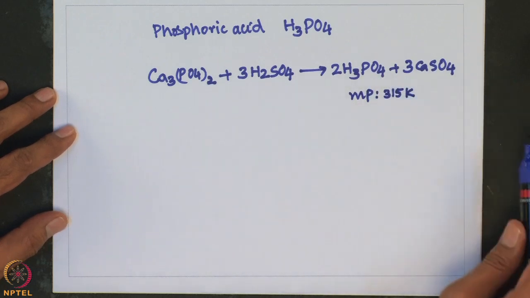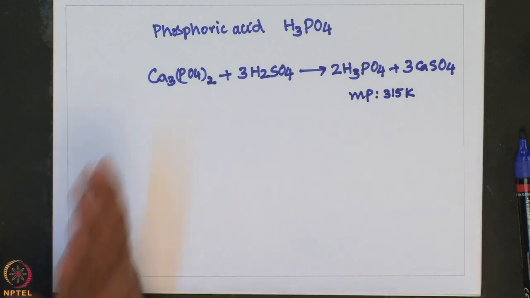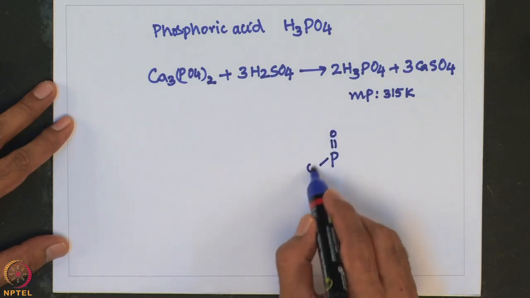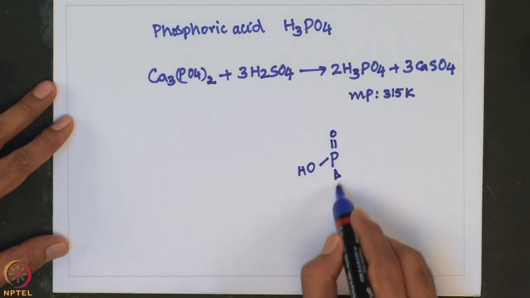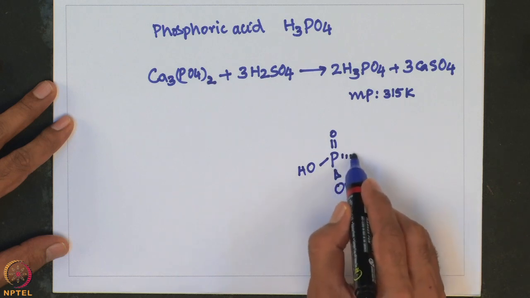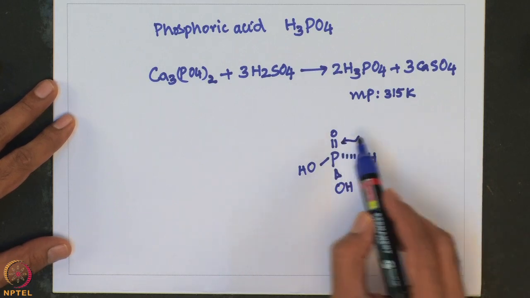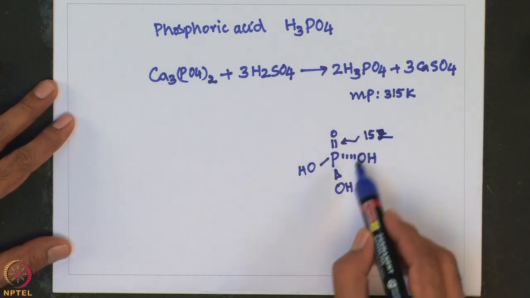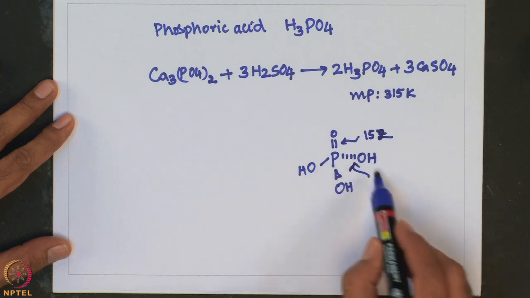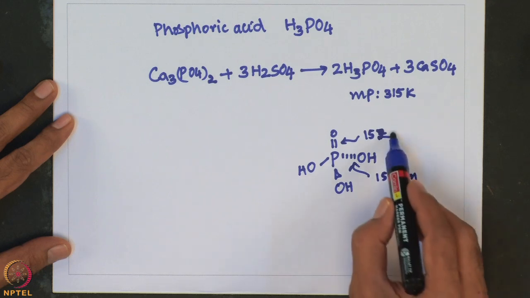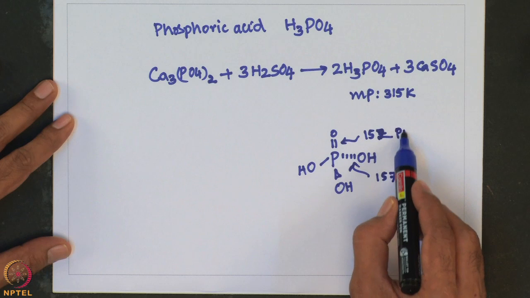It is a white crystalline solid. It has a molecular structure with POH and PO bond distances of 157 and 152. So, let me write the structure for you. Okay. So, here this PO bond distance is 152 and this is 157 picometer PO bond. This is 152 picometer.